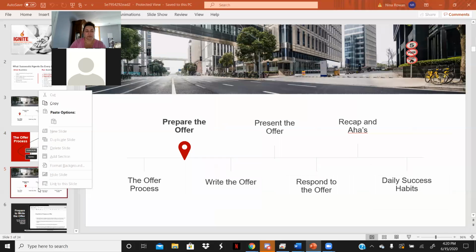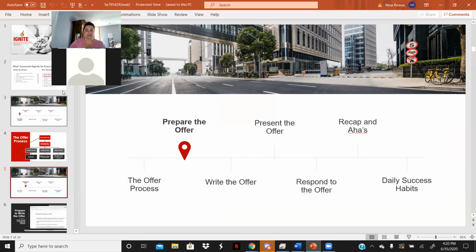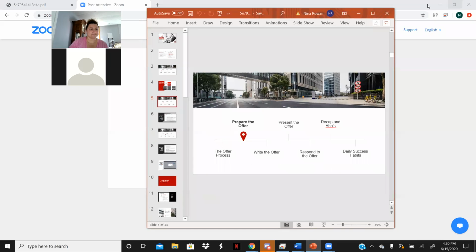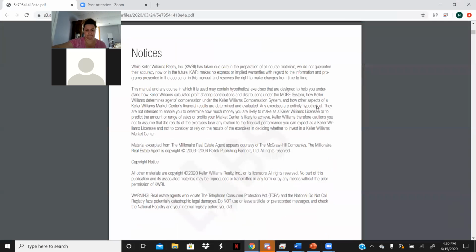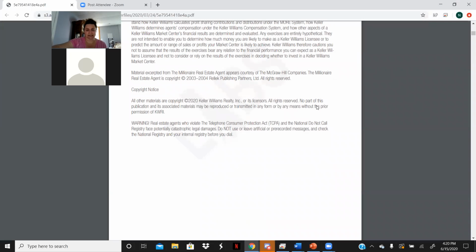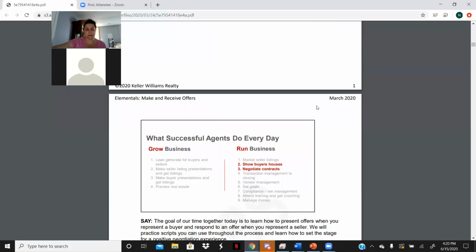All right, preparing the offer. Now, this is the fun part. What do you think you need before you're able to write that offer? Don't you need a deposit? A deposit, but even before we get there.